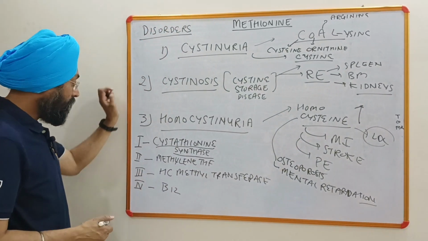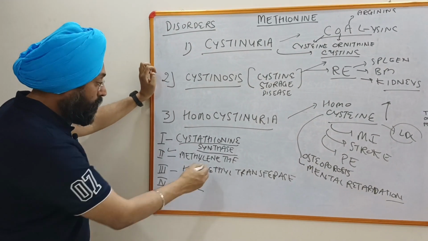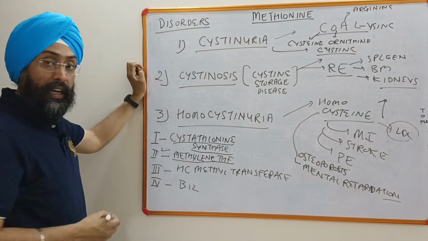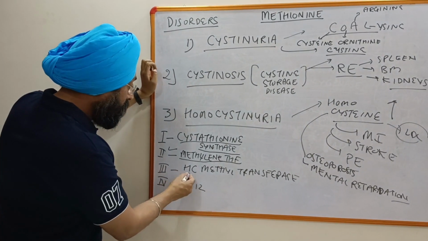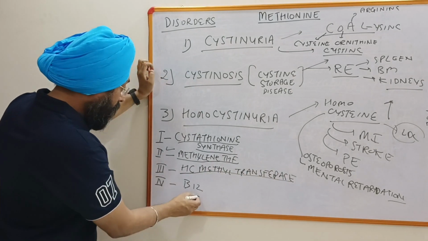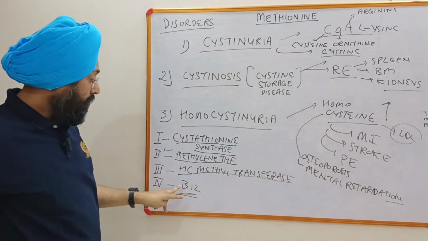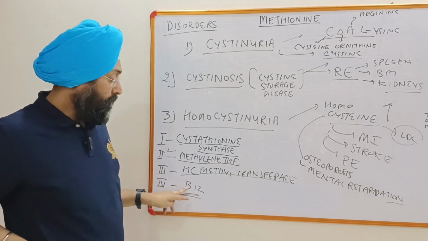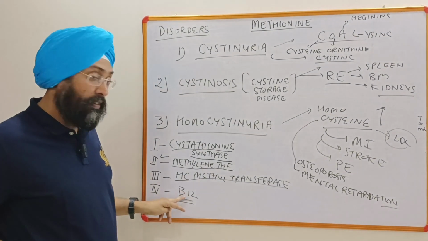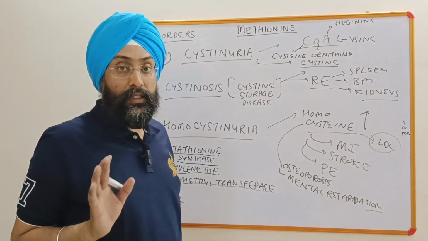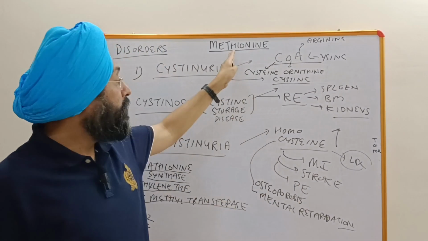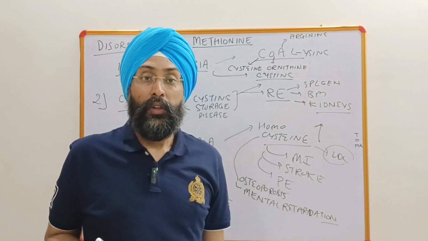And the other categories are type 2, that is due to deficiency of the enzyme methyl tetrahydrofolate reductase. Type 3 is due to homocysteine methyl transferase, and type 4 is due to defective absorption of vitamin B12. If B12 supplementation is given, it can solve the problem. So that covers the complete metabolism of methionine, cysteine, and cystine.